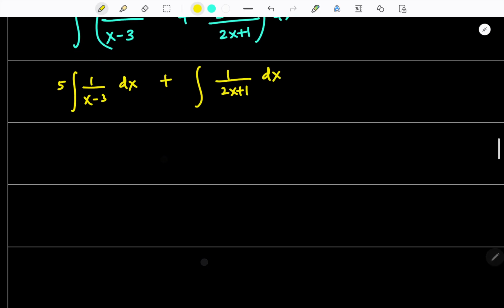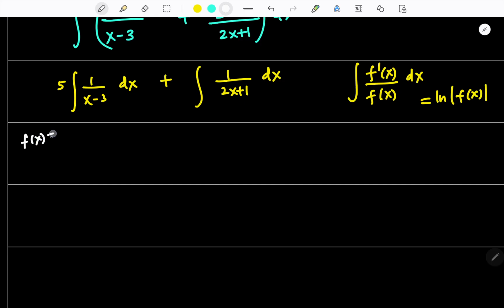We are going to integrate. So again, I'm going to use the same formula. All the time you will get this formula only in this exercise. Keep it in your mind. So this is equal to ln absolute value of f of x. Let's take here, what's your f of x? x minus 3. What's your f dash of x? Derivative of x is 1, derivative of 3 is 0. So the derivative is on the top. So I get 5 ln absolute value of x minus 3.